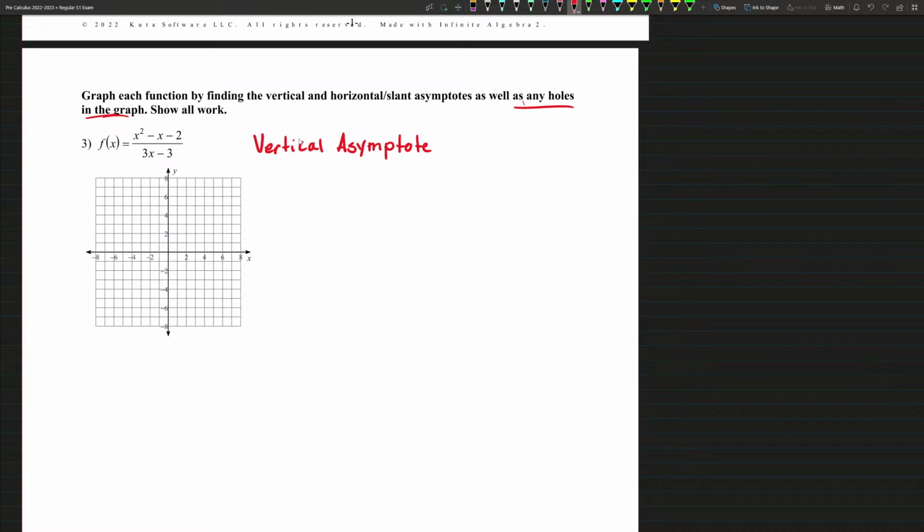Finding the vertical asymptote, we are just finding when we get unbounded behavior, which is when the denominator is equal to 0. So we're going to take our denominator, set it equal to 0, and then solve. So if we add 3 to both sides and then divide by 3, we get x is equal to 1.